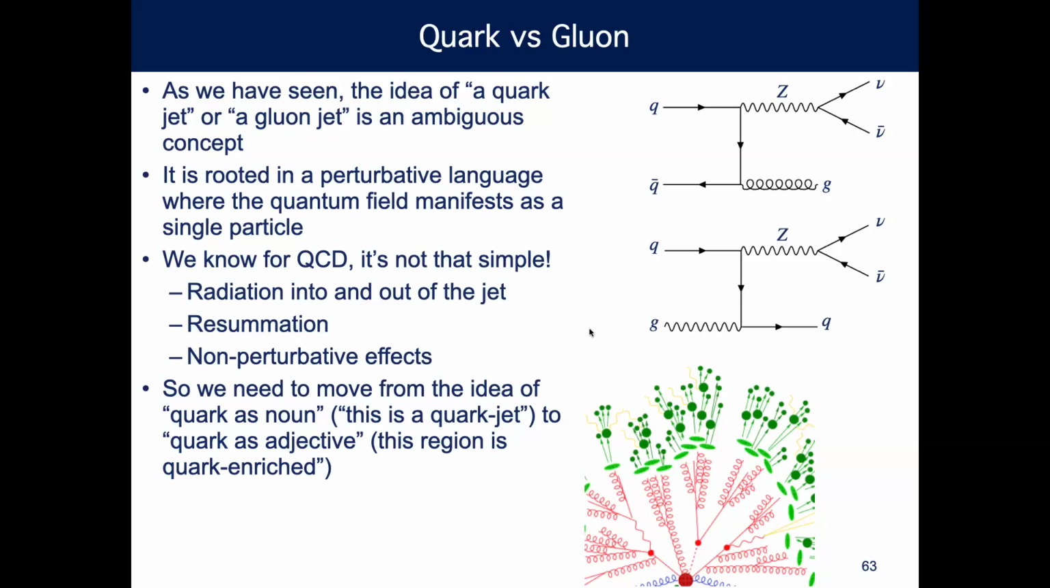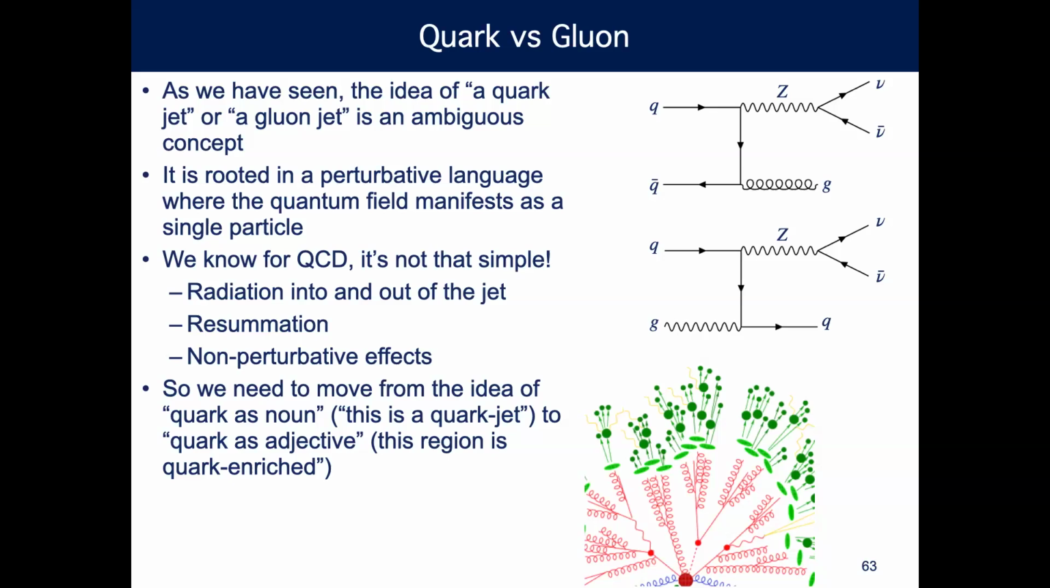The problem is that there is now also radiation in and outside of the jet. You also get resummation, and you get non-perturbative effects. So the idea of a quark jet or a gluon jet is ill-defined from the beginning. It is rooted in our misunderstanding of quantum field theory that is entirely perturbative, right? It assumes everything is perturbative, and that language of quark or gluon jet is a fundamentally ill-defined concept.